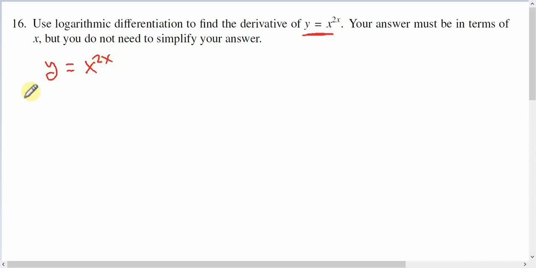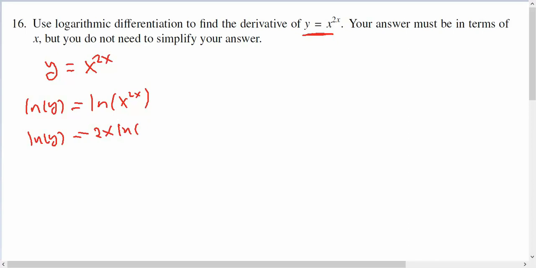What that requires is, because I've got this exponent combination here that I don't have a formula for, I'll take the natural log of both sides. That allows me to get rid of that exponent in some sense. So this becomes natural log y. This side, I can bring the exponent out in front. That's one of our properties of logarithms.